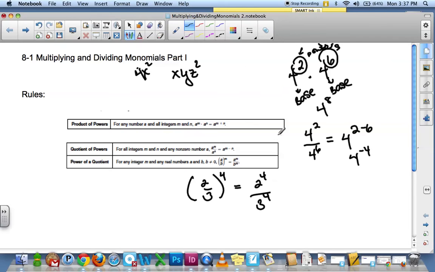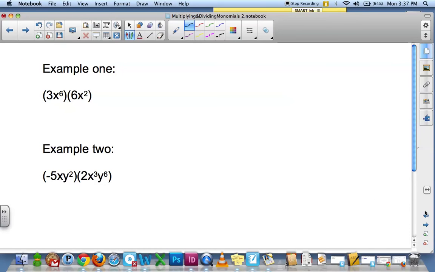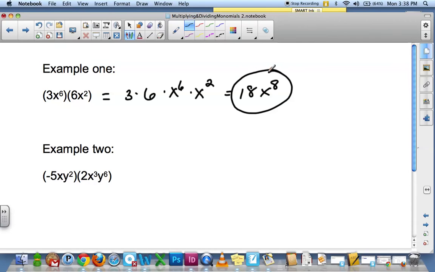All right, so let's look at some examples together. First one is going to be just two things that we're multiplying together. In this particular problem, what I would do first is rearrange this, because when we have multiplication, we can arrange the different parts in any order that we want. So I took the two numbers and put them together. I've got 3 times 6, which is 18. Then you're going to take your x's and say, well, I'm multiplying two terms that have the same base, so that means I'm going to take the exponents and add them. So I'm going to have 6 plus 2, 8. Now I'm simplified. I'm done.